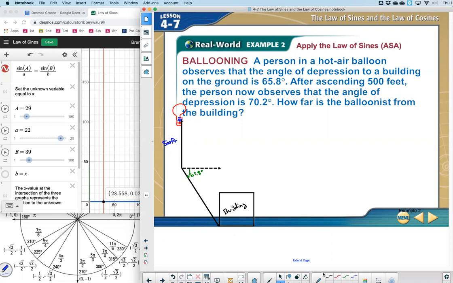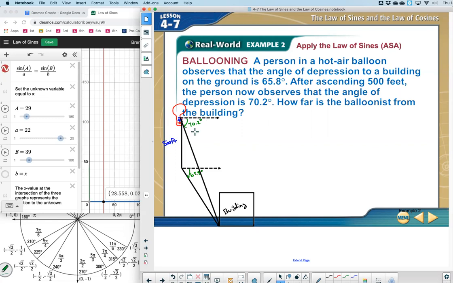And now it says that person looks out the window, and notice the angle of depression. Again, angle of depression means you're looking straight out and then you curve your eyes downward. It is now increased and it's a larger angle to the base of that building. We're now going to say that that right there is 70.2 degrees. So we have to solve this triangle.